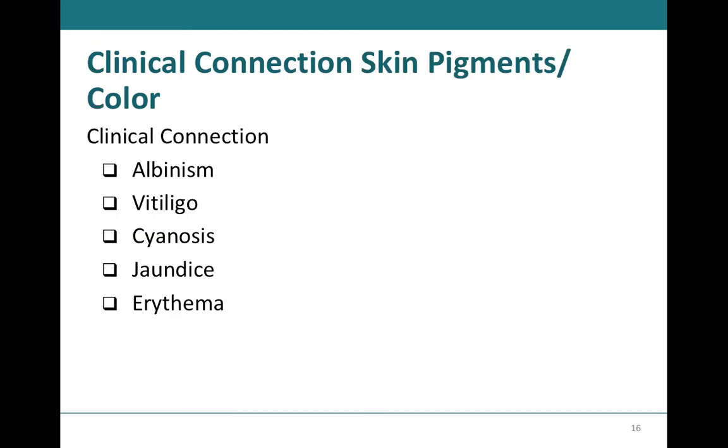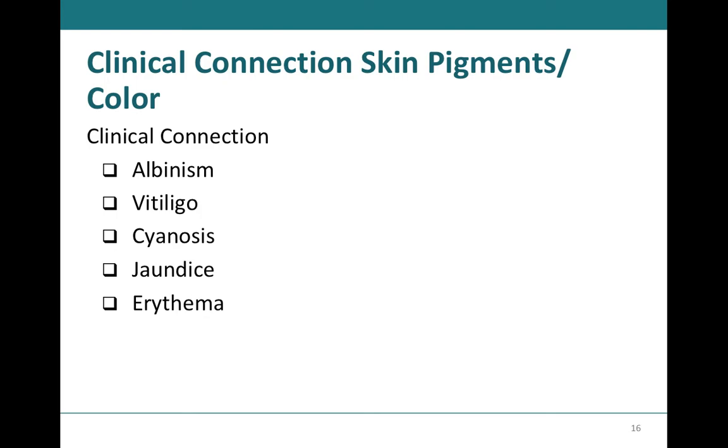Clinical connection here with the skin pigments and colors. Albinism is going to be an inherent inability of an individual to actually produce melanin. So they are not able to produce the melanin. Whereas vitiligo is going to be complete or partial loss of the actual melanocytes, so the cells from the patches of skin, that will result in irregular white spots.